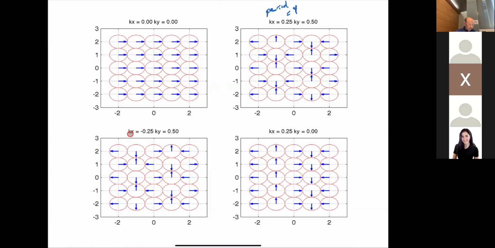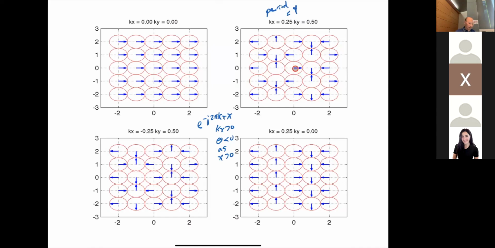Let's look at this one. Kx equals minus 0.25, Ky equals 0.5. So this also has a period of 4, right? And Ky is still 0.5, so it has a period of 2. What's different about this? We've got a negative sign here, okay? So what does that mean? Remember, the term is e to the minus j 2 pi kx x, right? So if kx is greater than 0, then we know that theta is going to be less than 0 for x greater than 0, right? Because we've got this minus sign there.